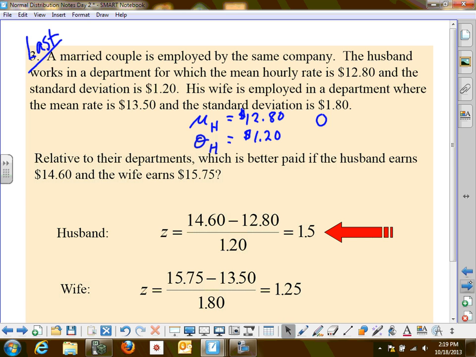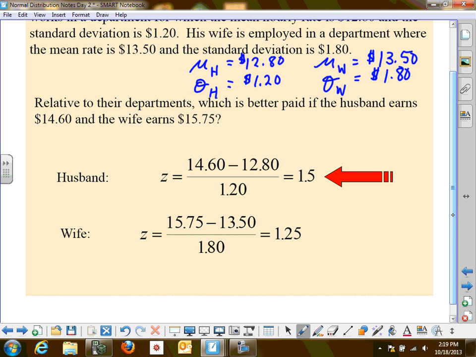So the mean for the wife in her department was actually higher. The mean for the wife's department was $13.50, and the standard deviation was $1.80. Okay, so the question was, how are the husband and wife doing relative to their average in their department? Who's higher up in their own department? So who's better paid, the husband or the wife?